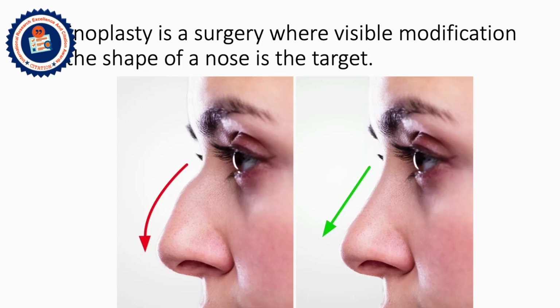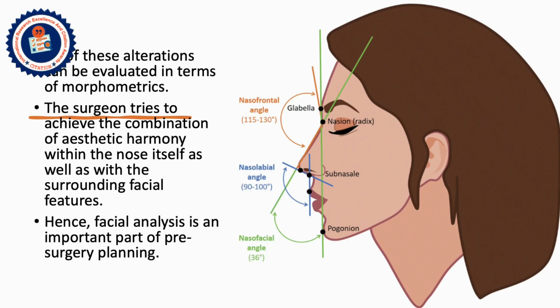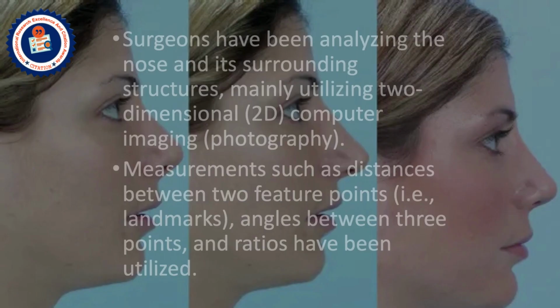Rhinoplasty is a surgery where visible modification in the shape of the nose is the target. And we know that all of the alterations that are being obtained through rhinoplasty can be evaluated in terms of morphometrics. For rhinoplasty, the surgeon tries to achieve a combination of aesthetic harmony within the nose itself, as well as the surrounding facial structures. And that's why facial analysis is an important part of pre-surgery planning.